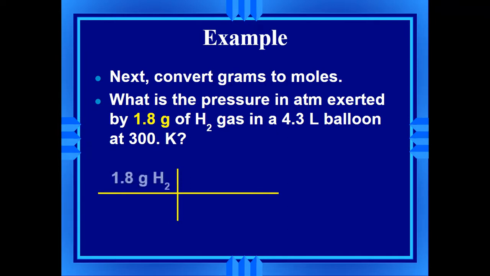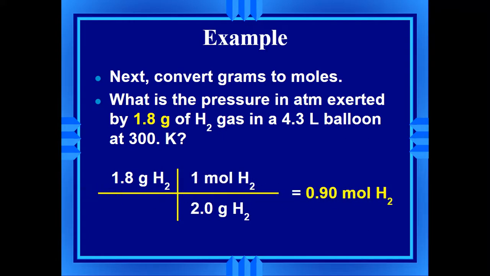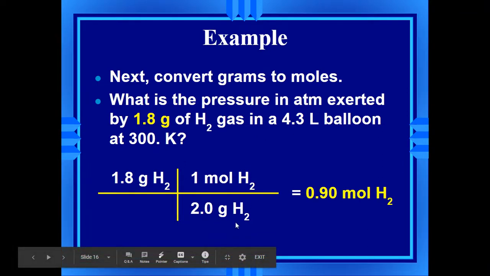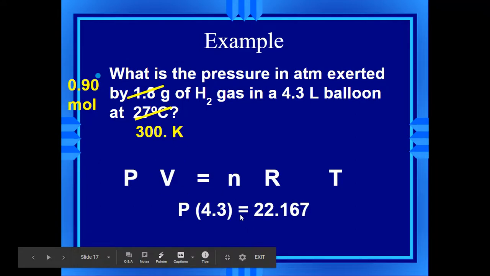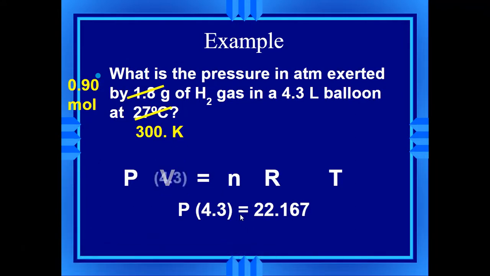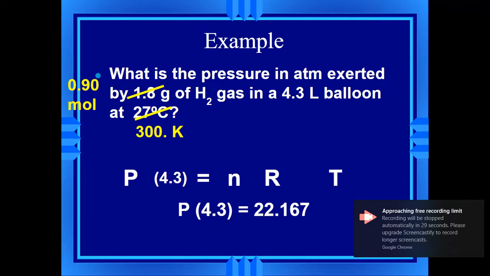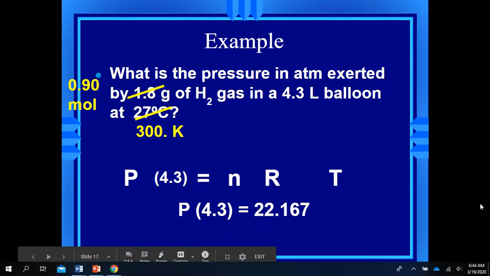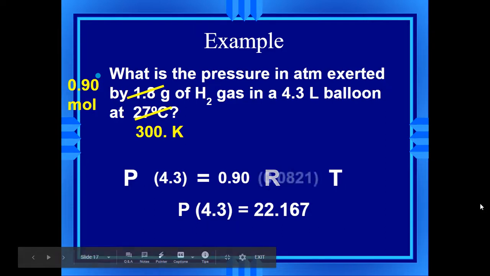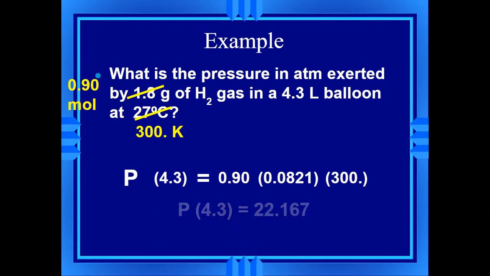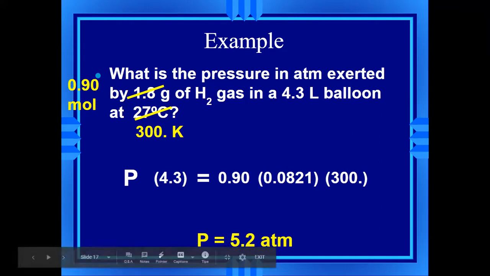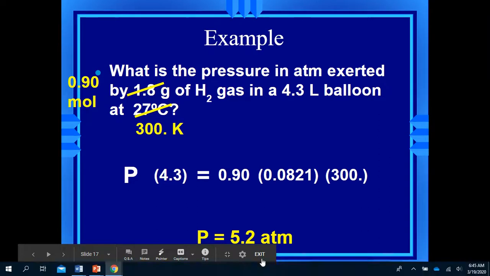And now we need to figure out our n. They gave us grams, which is 1.8 grams, so we need to convert that into moles. 1.8 grams is going to be 0.9 moles of hydrogen. Notice we use 2 because it's 2 grams per mole, since it's an H2, not just an H. And then once you plug all of that in, our P is going to be 5.82 atmospheres. And so that's it. We're going to stop there.